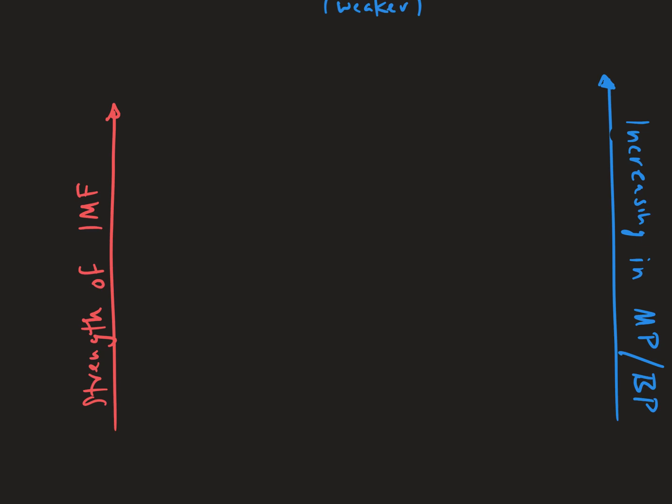All right, the very first one, so we're going to start with the strongest. This one is ion. So what kind of compounds do you think have this kind of intermolecular force? Ionic compounds. Good. Yeah, these are for ionic compounds.